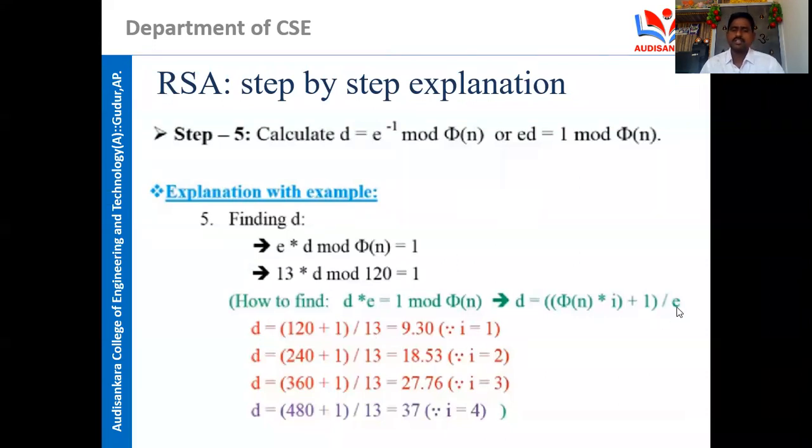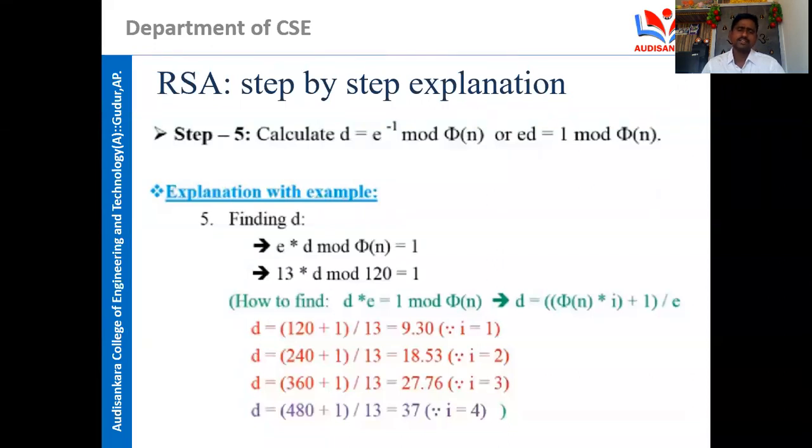Okay, how much will you get? You will get 9.30, a decimal value. No. So you have to continue this formula substitution till you get the integer value. It should not be a decimal. So again we take the next step, I equals 2. We substitute I equals 2 in this formula. The output is 18.53. So again we got a decimal value.